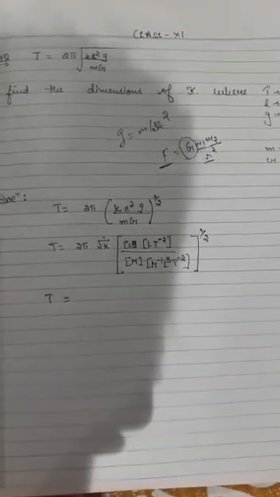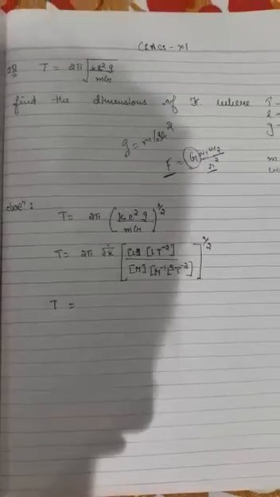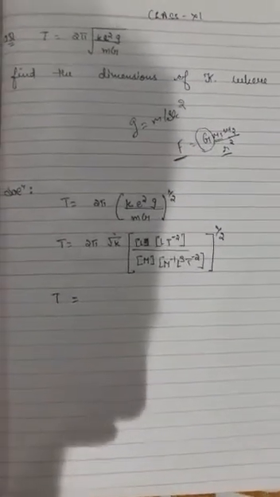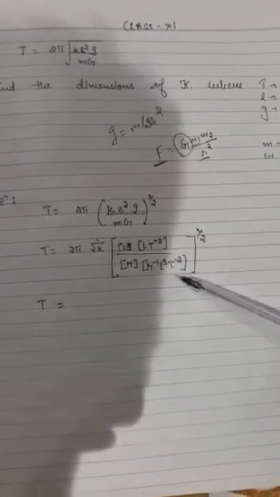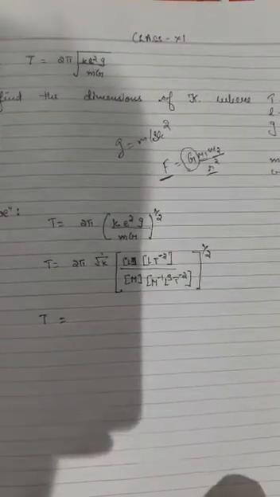If you have any doubt about how we found the dimensions for the gravitational constant, you can go through the last video which I have sent you. I already found it, so I have written the dimension for the gravitational constant directly. Let's proceed now.